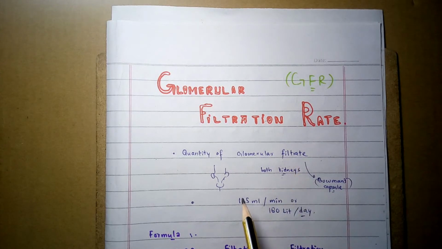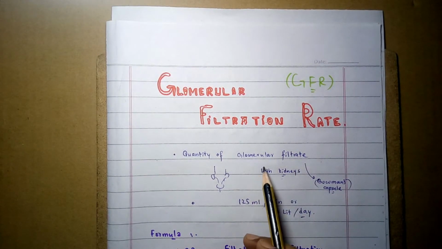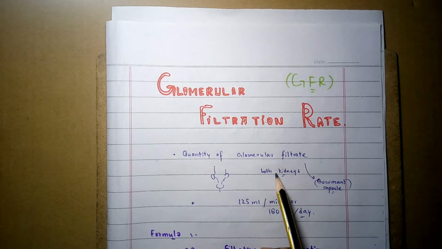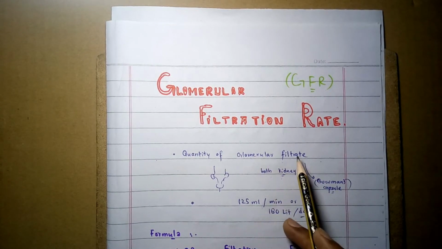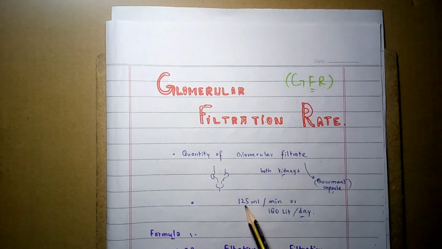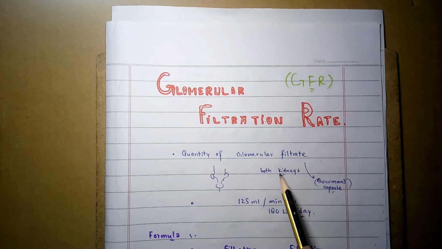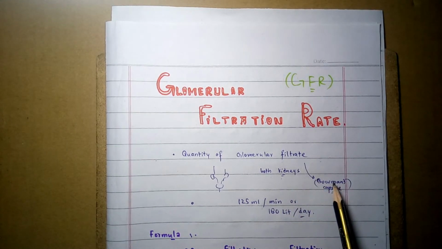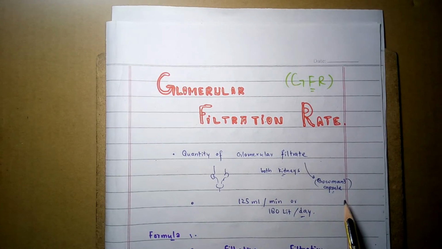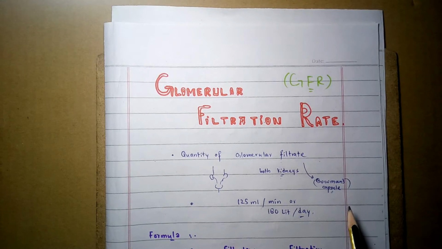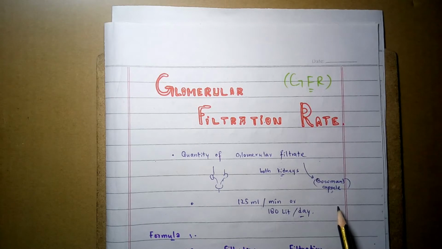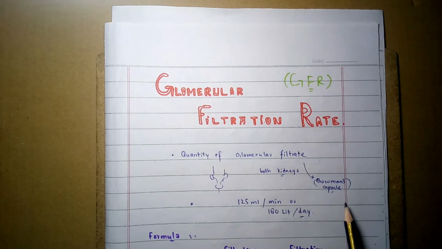Glomerular filtration rate. The quantity of the glomerular filtrate produced by both the kidneys per unit time is called the glomerular filtration rate. Its normal value is 120 ml per minute or 180 liters per day. The glomerular filtrate is the fluid that filters through the glomerulus into Bowman space. Its composition is almost the same as the plasma, but it does not have RBCs, red blood cells, and proteins.